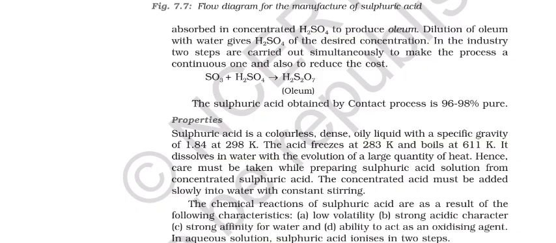Properties. Sulfuric acid is a colorless, dense, oily liquid with a specific gravity of 1.84 at 298 Kelvin. The acid freezes at 283 Kelvin and boils at 611 Kelvin. It dissolves in water with the evolution of a large quantity of heat. Hence, care must be taken while preparing sulfuric acid solution from concentrated sulfuric acid. The concentrated acid must be added slowly into water with constant stirring.